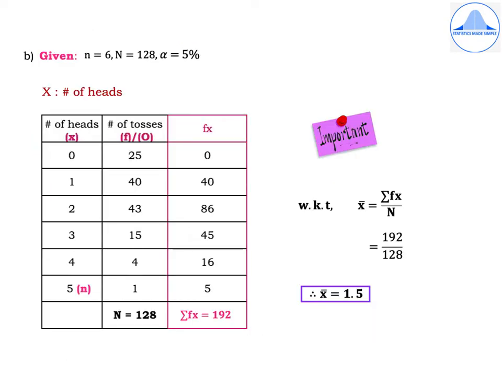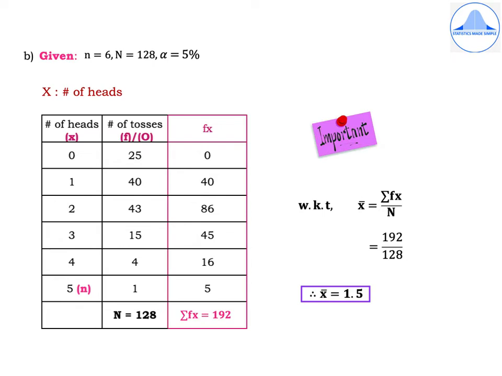With the second subdivision, let us first fit a binomial distribution to the given data, and in the second subdivision the value of p is not given and we have to estimate the value of p. So write given small n is equal to 6, capital N is 128 and alpha is 5%. X denotes number of heads. Then form the given table. The first column number of heads, mark it as X. The values are 0, 1, 2, 3, 4, 5. And the last value in the X column, you should mark it as small n.